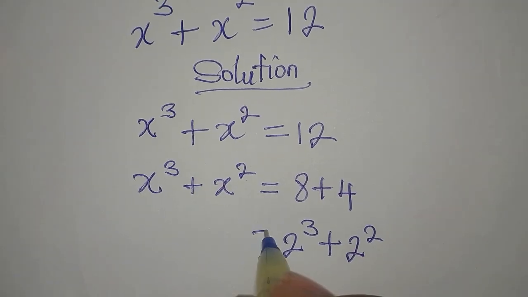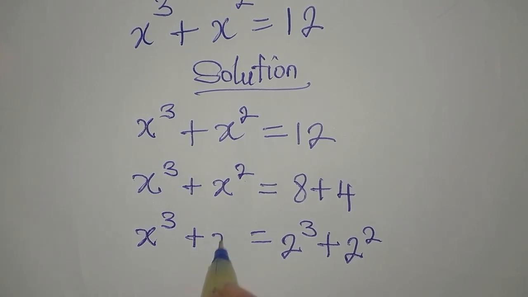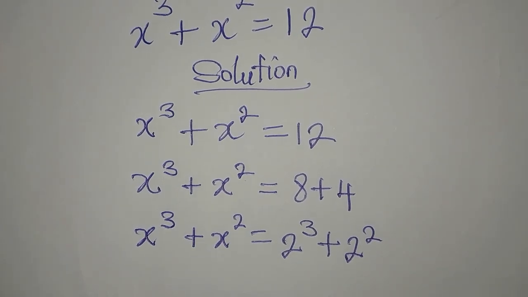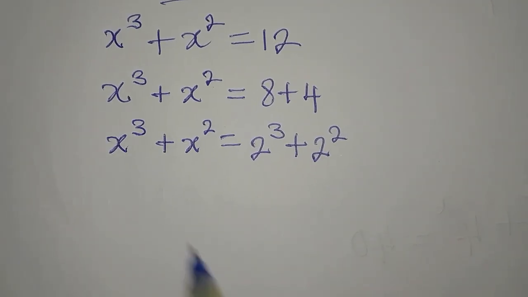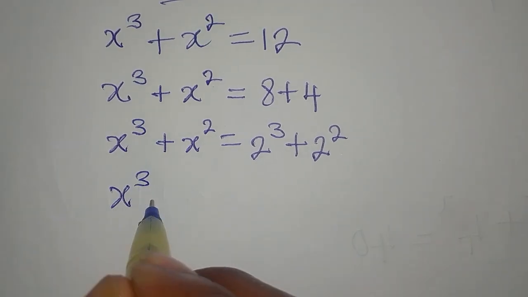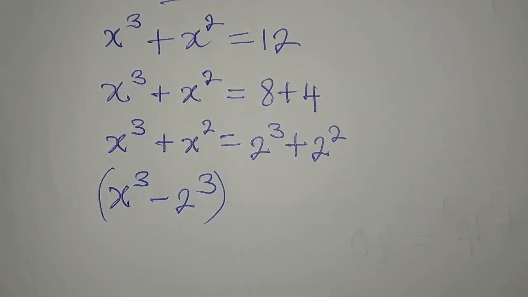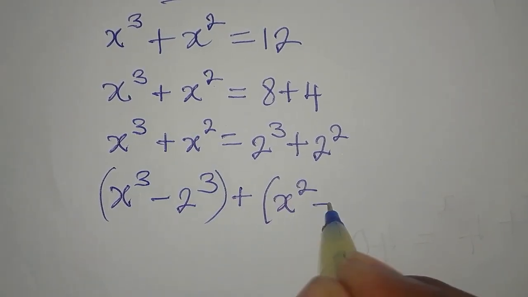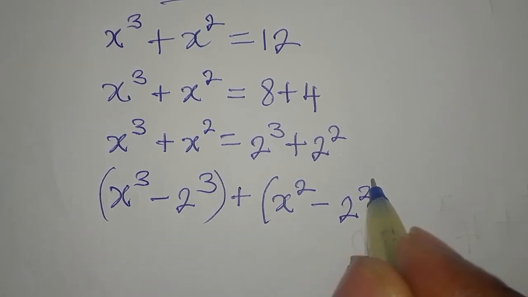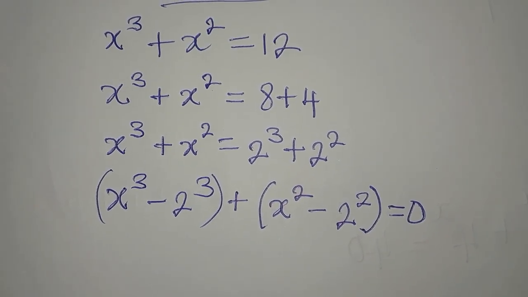Now, look at what we have on the left. x to the power of 3 plus x to the power of 2. Now we can relate. As a matter of fact, what we'll do now is to bring x to the power of 3 and 2 to the power of 3 together, right? Then plus, we have x to the power of 2 minus 2 to the power of 2. And everything is equal to 0.